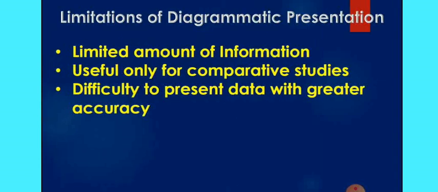Now, the limitations of diagrammatic presentation. Only a limited amount of information can be given. If it is more than 1000 to 2000, we can't draw. So only limited data can be shown in the diagram. That is a very main limitation of diagram presentation. It is useful only for comparative studies, and it is difficult to present data with greater accuracy. So this is a main limitation of diagrammatic presentation.